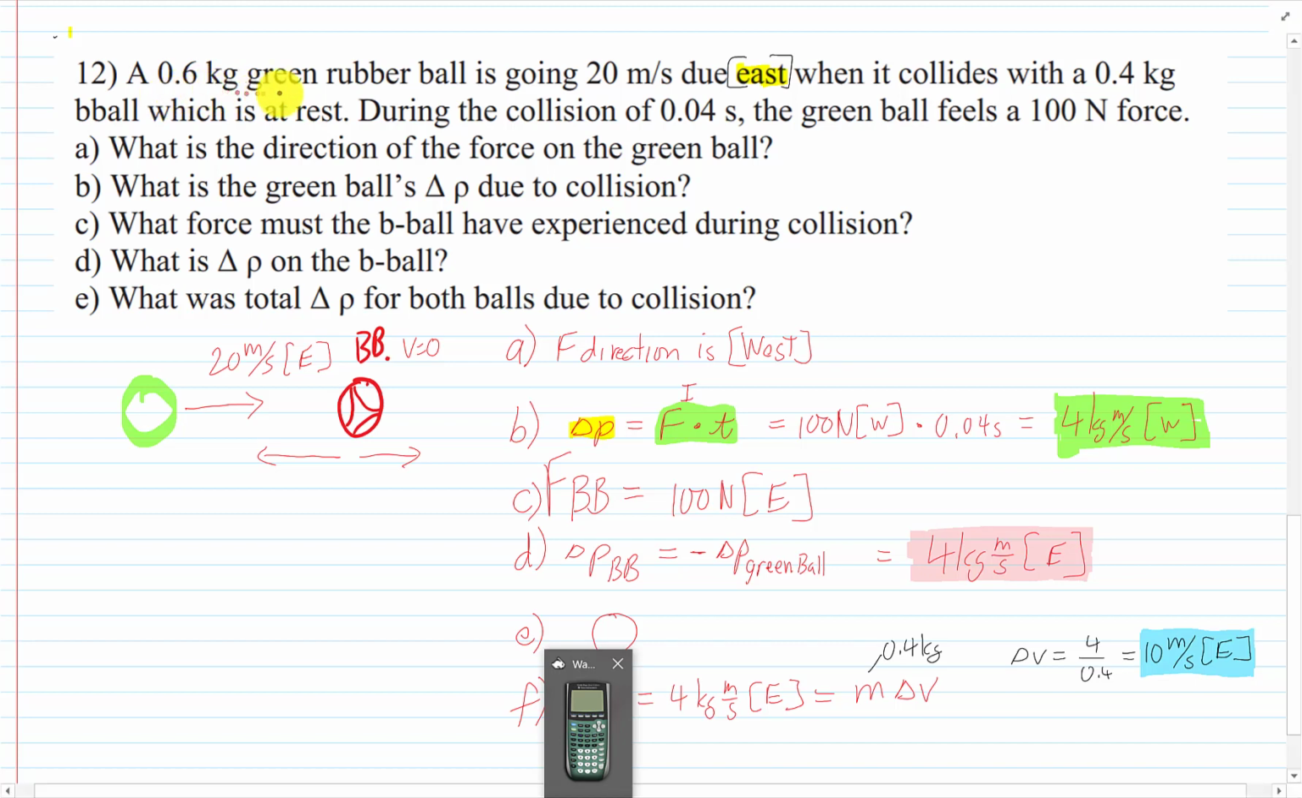The green ball is coming in at 20 meters per second east, collides with the basketball, and it feels a 100 Newton force. Okay, and the basketball takes off from 0 to 10 going that way.